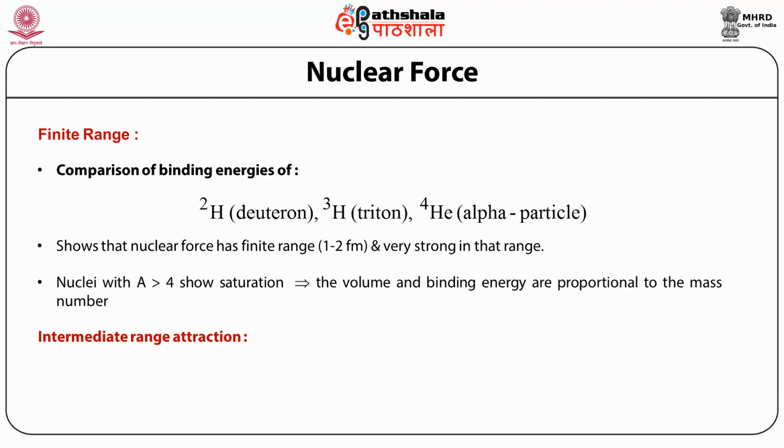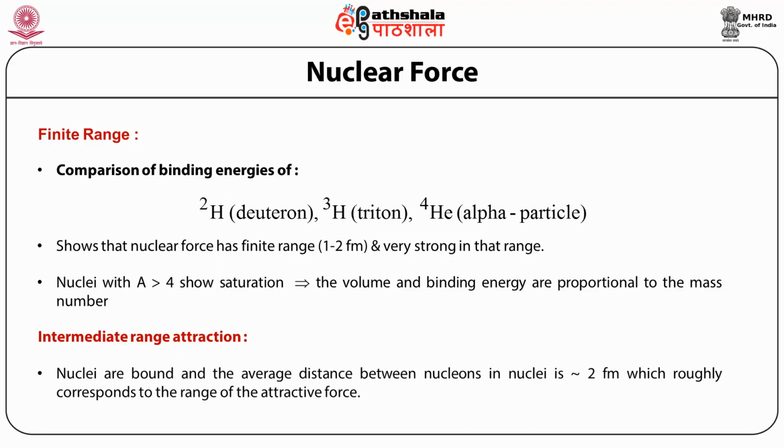So we have seen that nuclei are bound because nuclei exist, and the average distance between the nucleons within the nuclei is around 2 Fermi. It means if one proton and one neutron are inside the nucleus, then the average separation between the two is 2 Fermi. And this 2 Fermi corresponds to the range of attractive force.